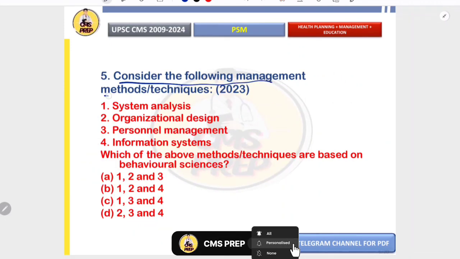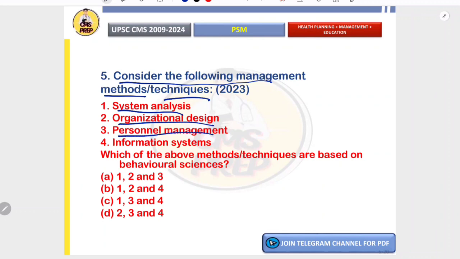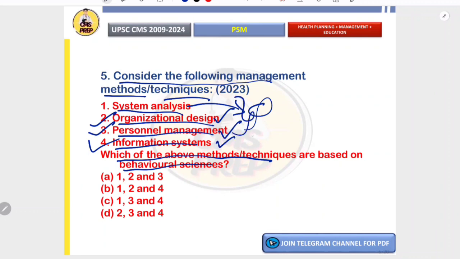Consider the following management methods or techniques: systems analysis, organizational design, personnel management, information systems. Which of the following methods are based on behavioral sciences? So the correct option is 2, 3 and 4. Systems analysis is more technical or quantitative management focused on optimizing operations. Organizational design, personnel management and information system focus on human behavior and interaction. So the correct option is 2, 3 and 4.